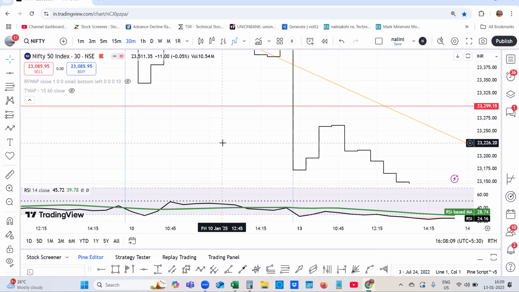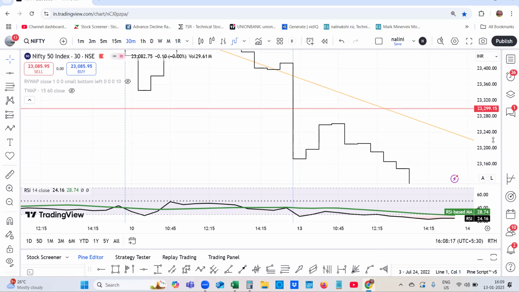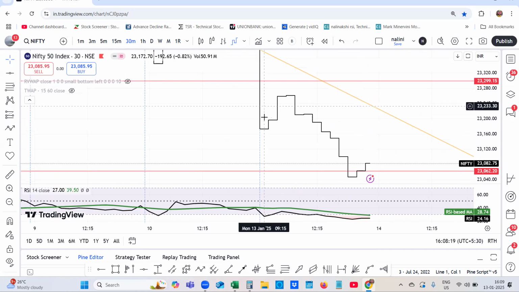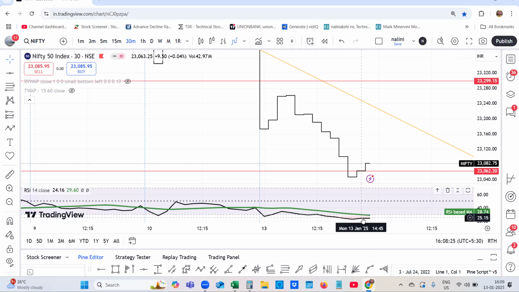Tomorrow is Tuesday. If there is any move in the morning itself, because it is already oversold, reading on the 15-minute chart and even on the 30-minute chart, the index is oversold. It is very oversold. So it is not wise to go for selling in this area. It may remain oversold, but it is not wise to go for short trade at the RSI in oversold position.